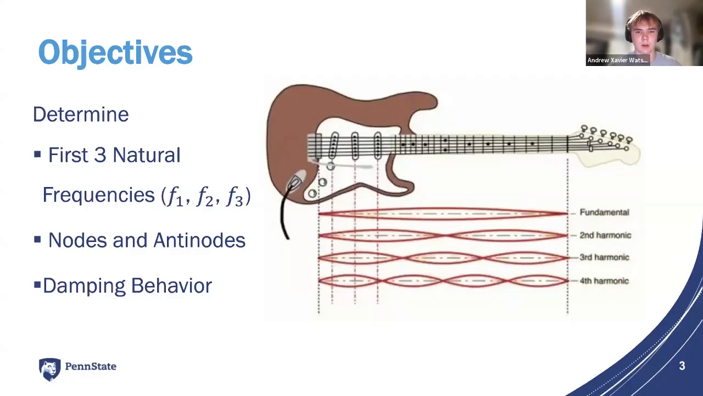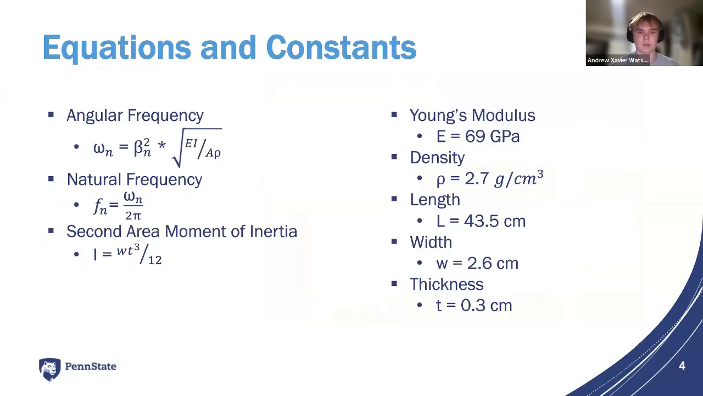Now, during this experiment, our actual objectives were to determine the first three natural frequencies of the beam, the nodes and antinodes, as well as the final damping behavior. In order to do this, we used certain equations and our raw data from the experiment to derive the values desired in our objectives and to demonstrate the effect of vibrations on a beam.